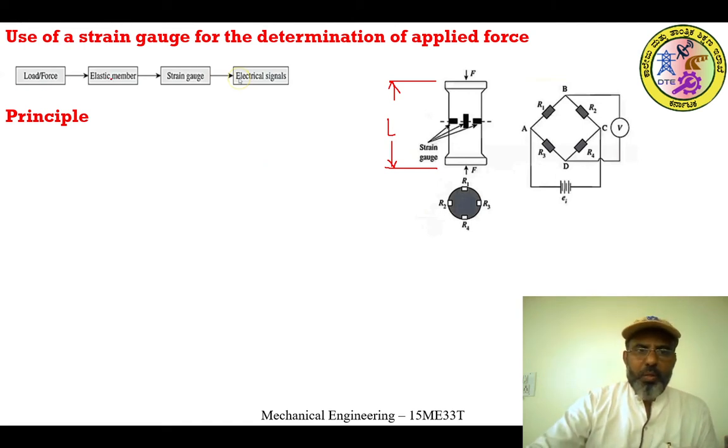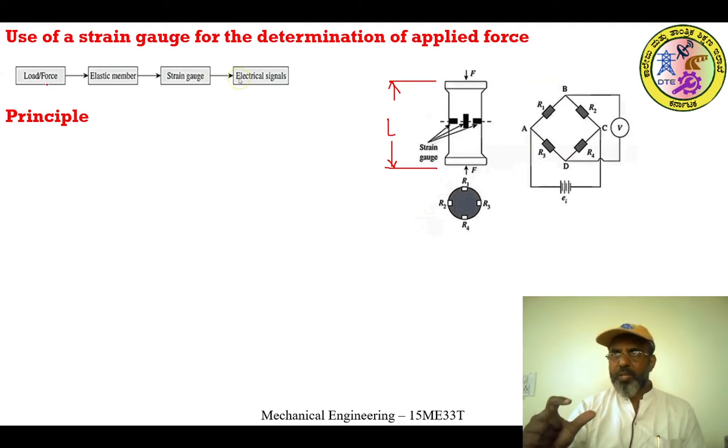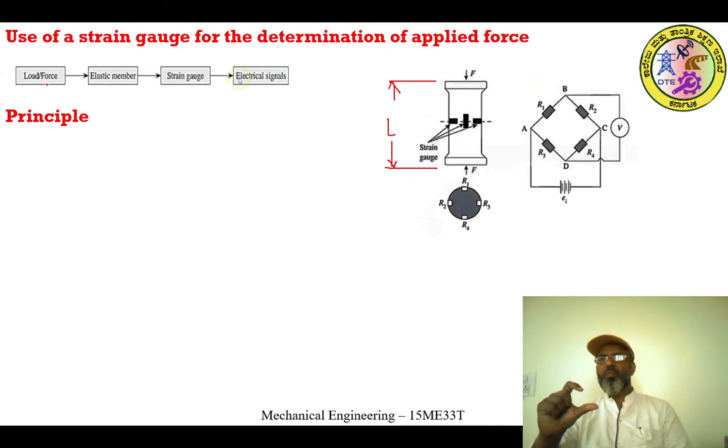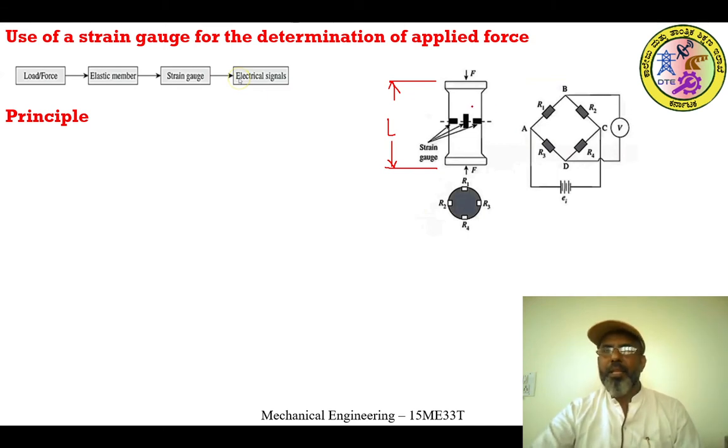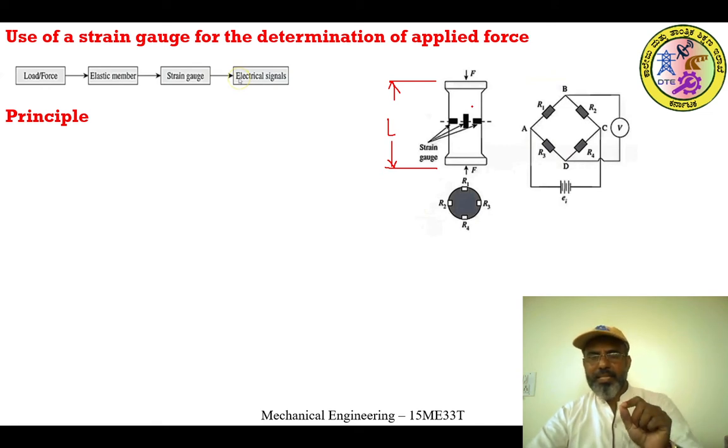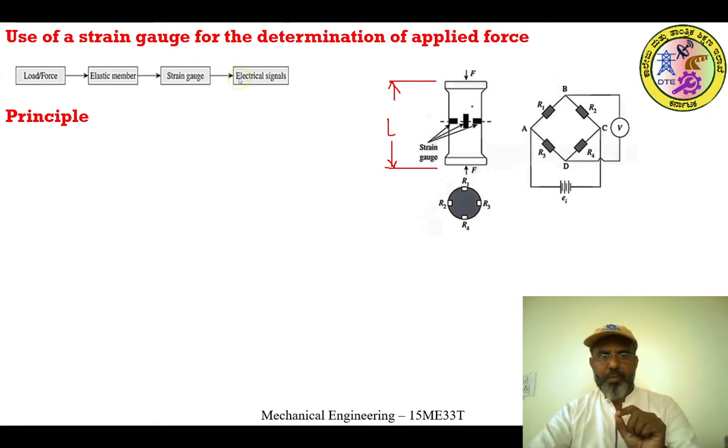When load is applied on the elastic member, we have deformation. That deformation is proportional to the applied load or force. Therefore, this deformation gives the first value, hence it is referred to as a primary transducer. Applying load on the elastic member is considered the primary transducer.